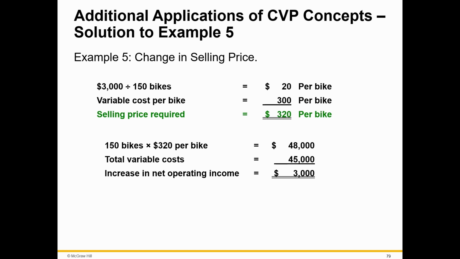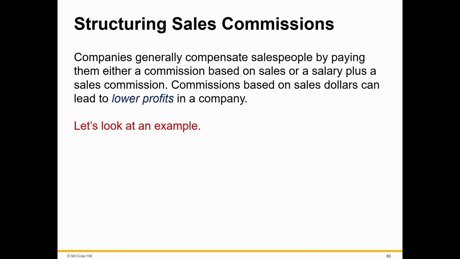our variable cost per bike is 300. So then the selling price required would be a minimum of $320 per bike. And again, because our fixed costs are going to stay the same regardless. So then 150 bikes times 320 per bike is 48,000 in sales. Variable cost would be 45,000 to manufacture the bikes. So then our increase in net income would be 3,000.